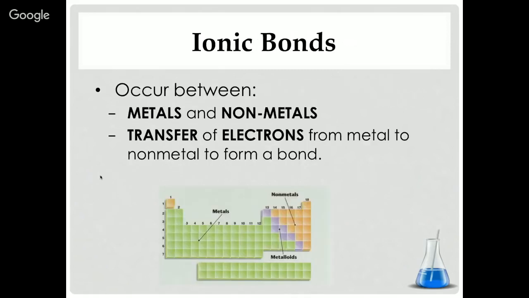What I want to do now is go through the different types of bonds that we have. The 3 main types we have: ionic, covalent, and of course metallic. First and foremost, the ionic bond occurs between metals and nonmetals. Metals are on the left-hand side of the periodic table, and we have our nonmetals on the right-hand side of that staircase. For ionic bonds, there is a transfer of electrons from the less electronegative, which is the metal, to the more electronegative, which is the nonmetal. And when we do that, we form a bond and we become stable.